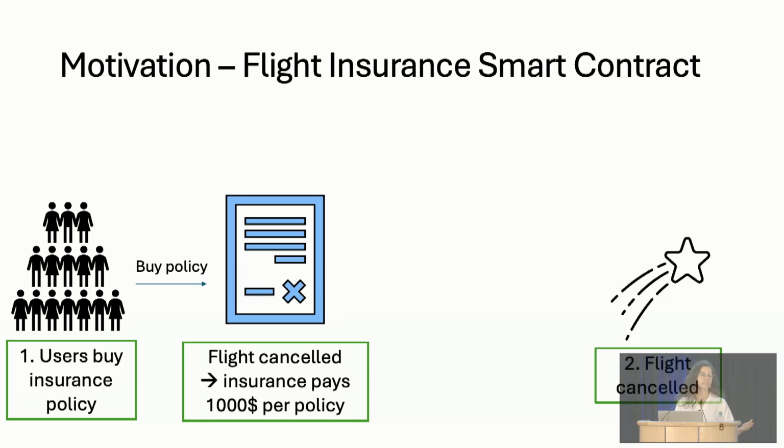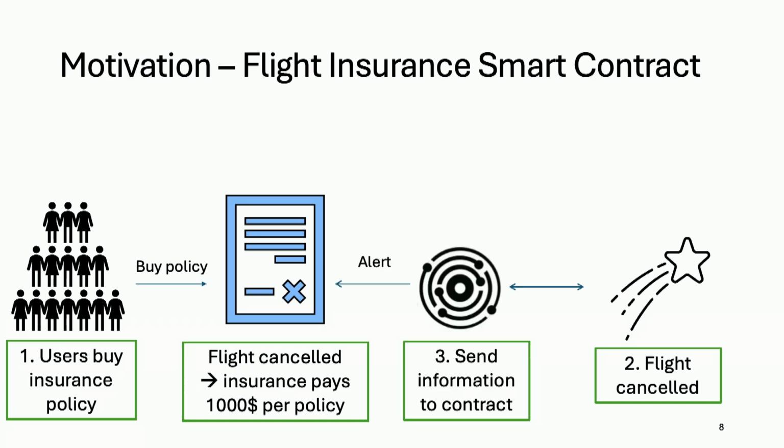The smart contract doesn't know about this, but we have our oracle network, which gets this information and sends it to the blockchain. And we call this transaction that sends the information to the blockchain an alert. Okay, so we're alerting that some event happened. And once the smart contract hears about this event, it pays the users their insurance money.